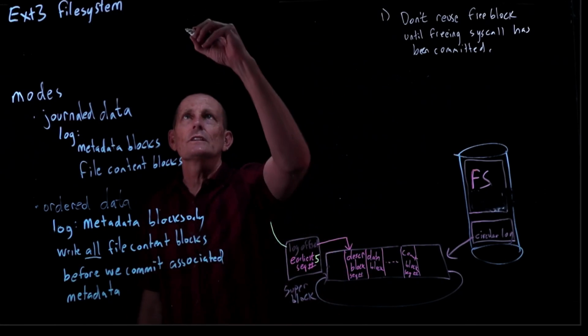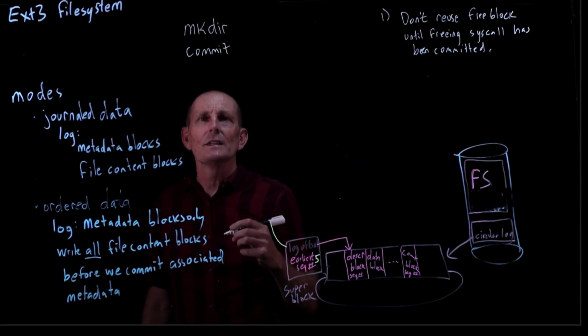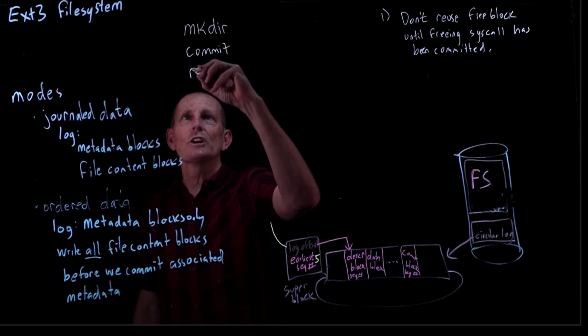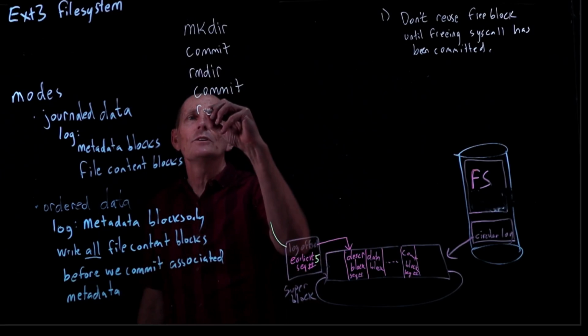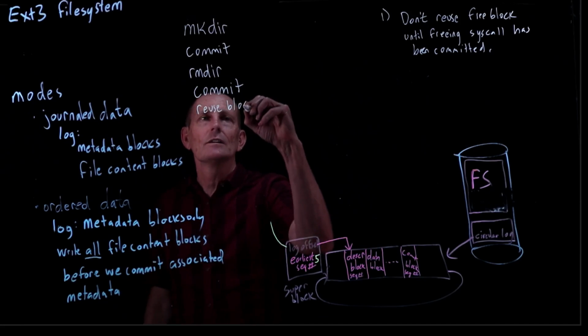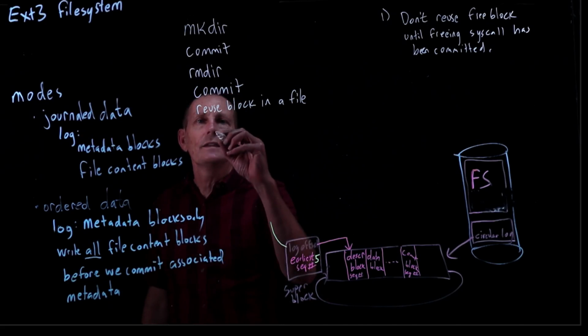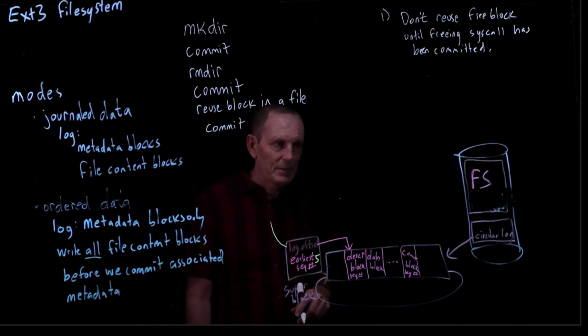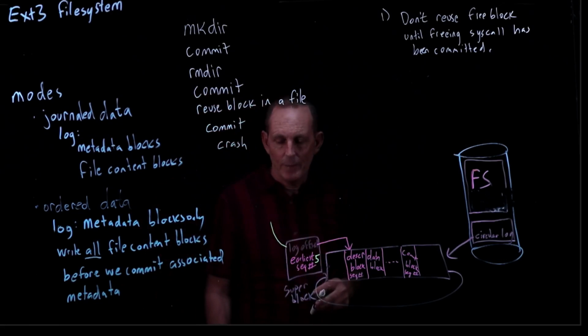So problem number 2 looks like this. We do a make directory. We commit. We do a remove directory. We commit. And then we reuse that block in a file. And then we commit. Sorry, and then we crash. So let's see what happens.